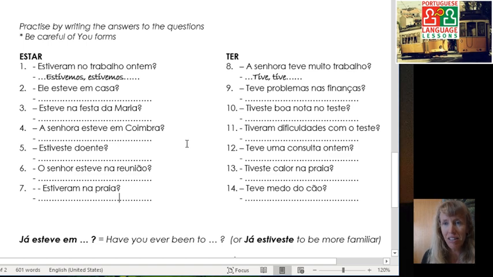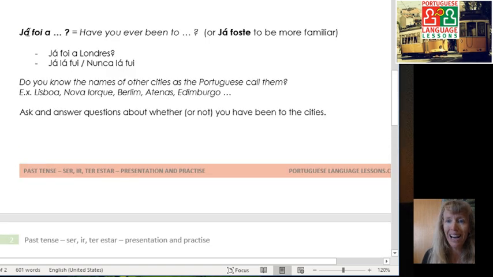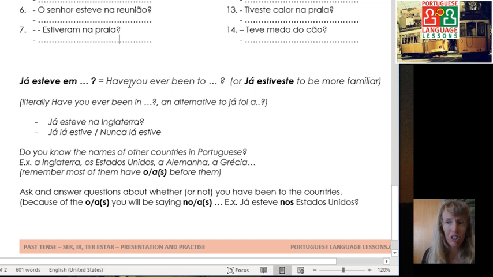Now, as an alternative to the já foi a, we can say in Portuguese já esteve em or já estiveste em. As an alternative, have you ever been in? It works fine in Portuguese, even though it doesn't sound so good in English. Já esteve na Inglaterra? Já lá estive. Nunca lá estive. Okay. Again, have you been? Two verbs in English, just one in Portuguese by adding in the já.